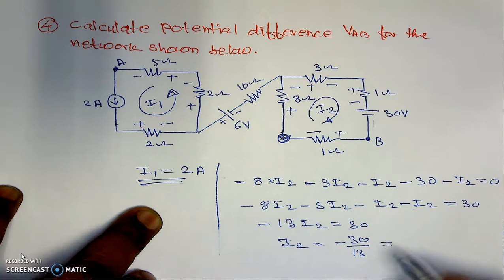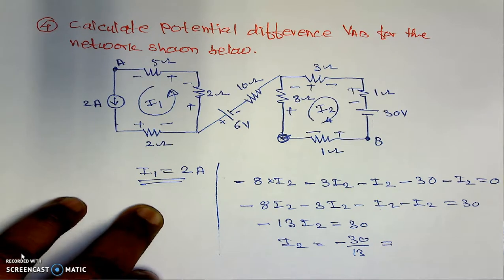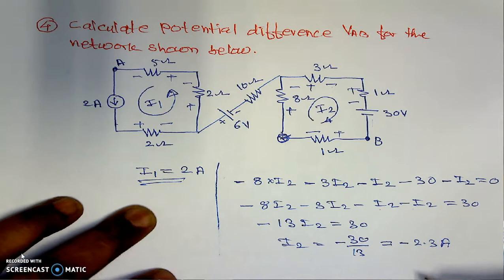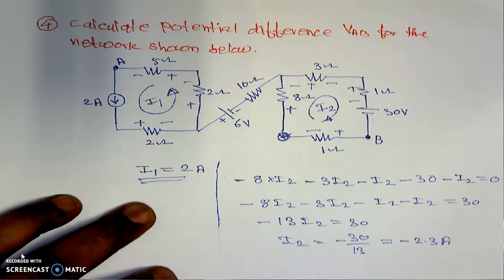And if I use the calculator and calculate its value, it comes to be minus 2.3 amperes. This is the value of the current I2.